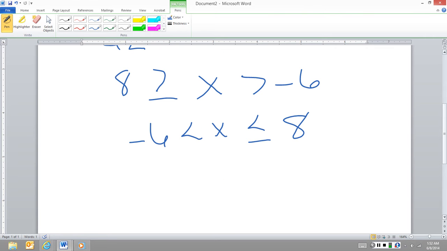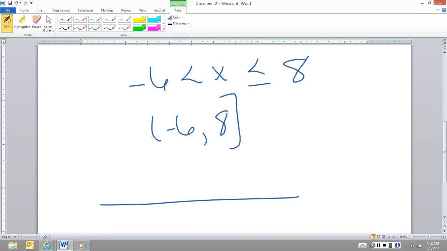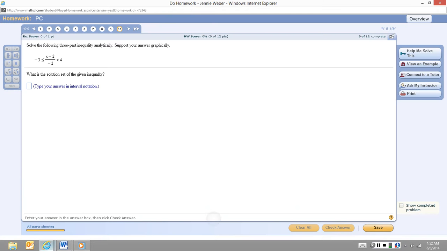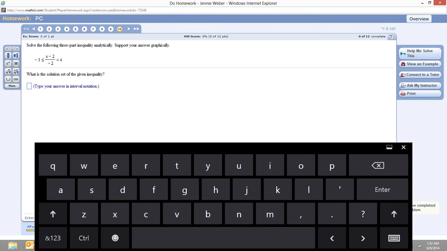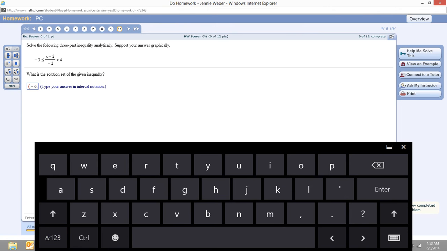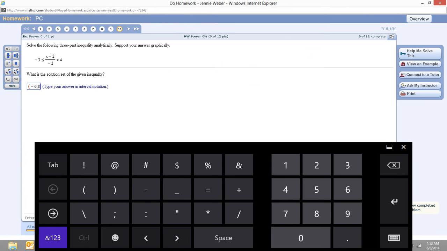But you'll notice this asks for the answer in interval notation. And so interval notation here says we go from 6, and this is open-ended, so it's parenthesis, to 8, and this is closed, so we use a bracket. And if I were to write this on a graph, I would go from 6 to 8. So I'm going to come back here and I'm going to put in -6, 8, bracket.